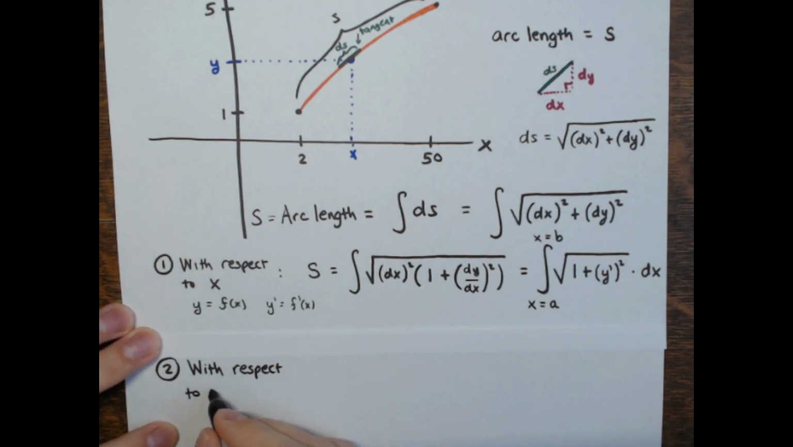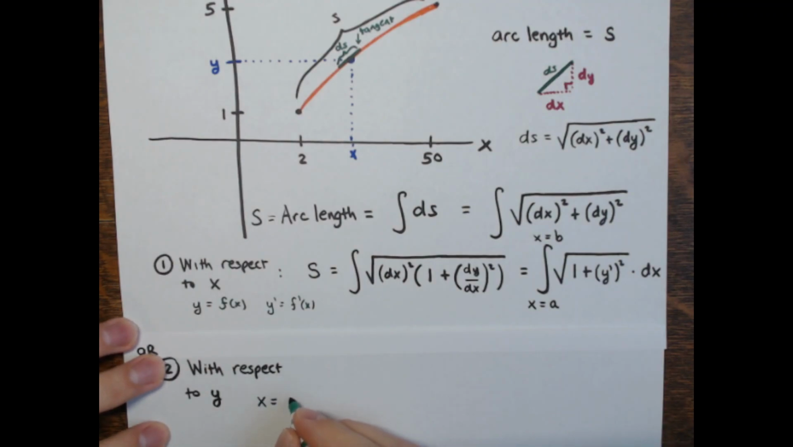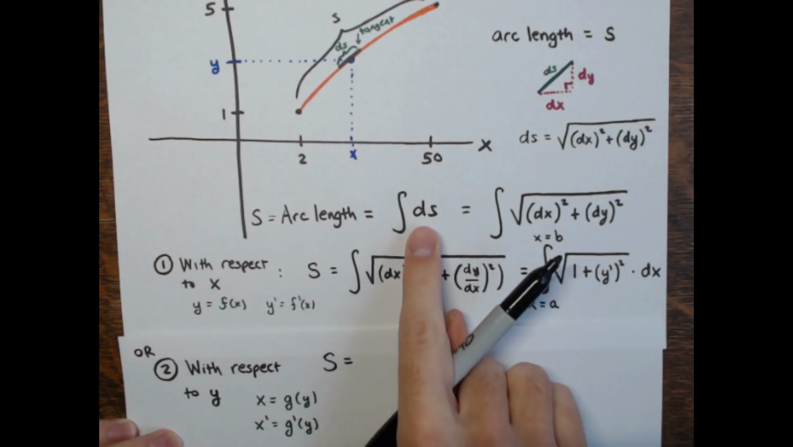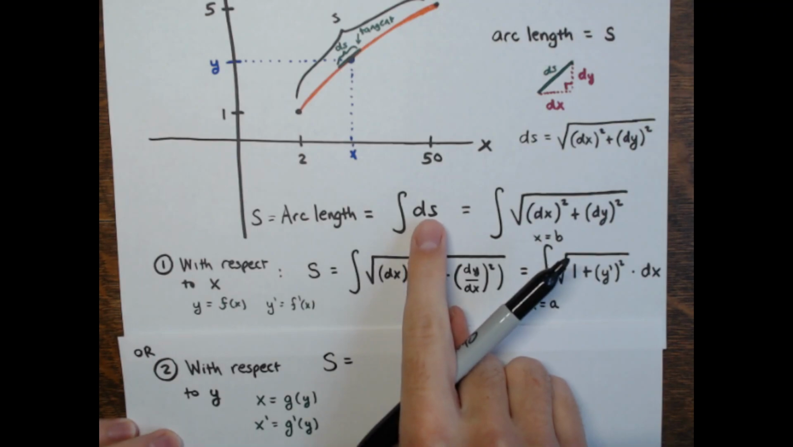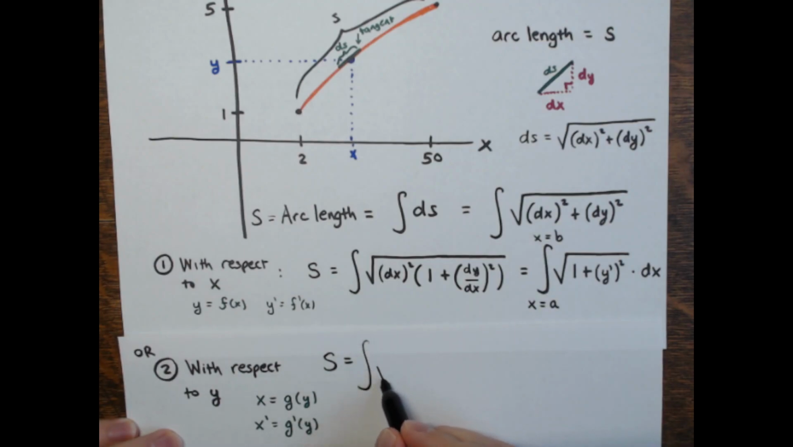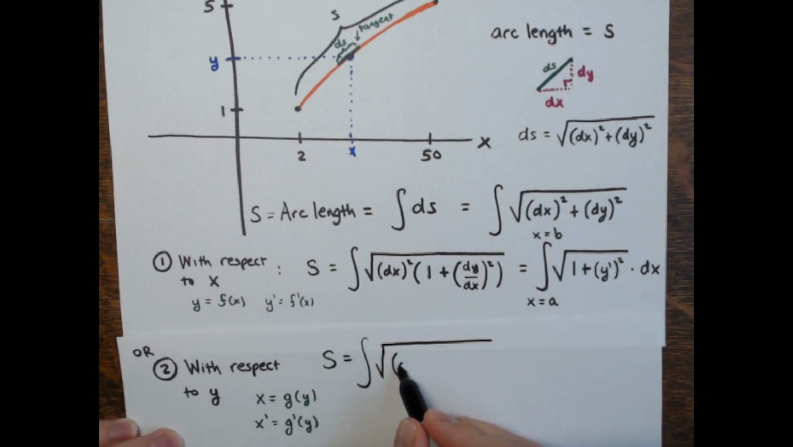So the other way is, what if I do it with respect to y? That means y is independent. x would have to be some function of y. Now they're calling it g of y, and we'd call x prime g prime of y. But the arc length is still the same start. It's still this integral of the ds's, adding up all these little pieces of s, which is the integral of the square root of dx squared plus dy squared.